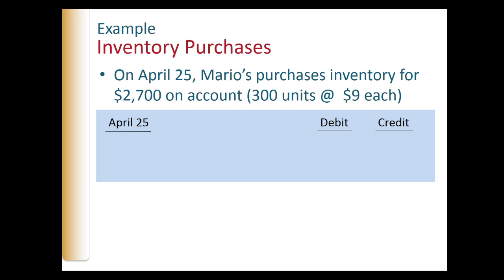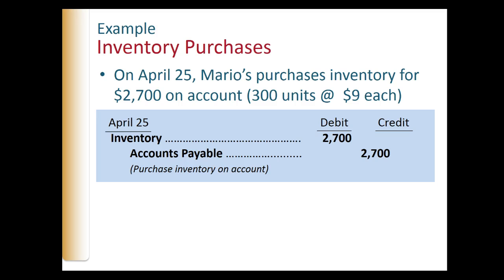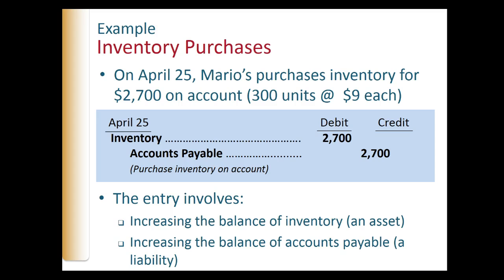So to record the purchase of new inventory, we debit inventory, an asset, to show that the company's balance of this asset account has increased. At the same time, if the purchase was paid in cash, we credit cash, or more likely, if the company made the purchase on account, we credit accounts payable, increasing total liabilities. This entry shows how Mario records the purchase of 300 units for $2,700 on April 25th.